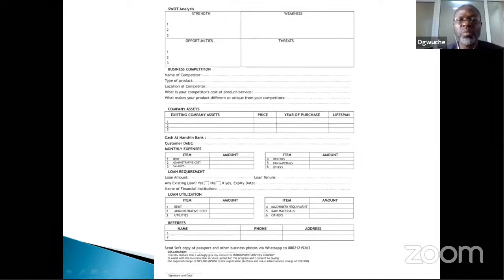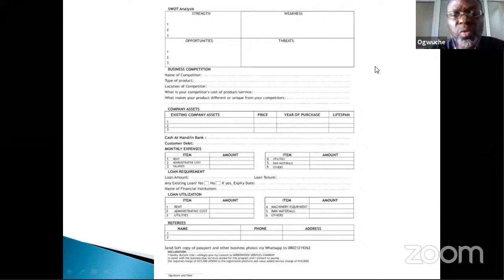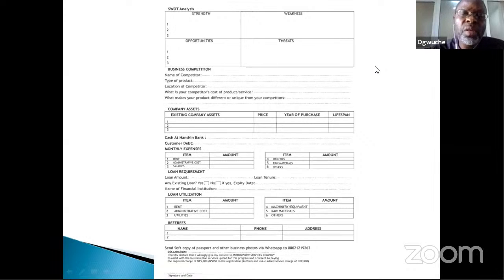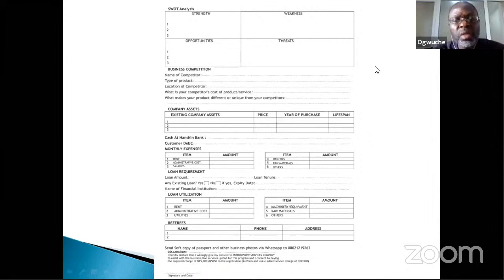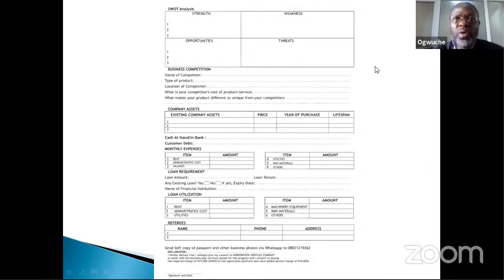But the tendency most times is that in a situation like that, you try to undercut so that at least you'll be able to break into that market. What makes your product different or unique from other competitors? In other lines of business, of course, you'll be able to indicate that, but if you're in poultry, there's very little difference between chicken from one farm or another, or eggs from one farm or the other.